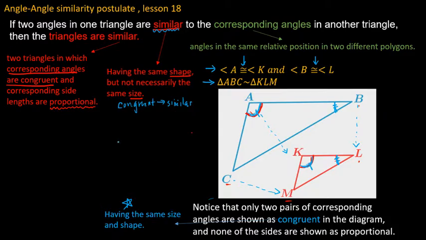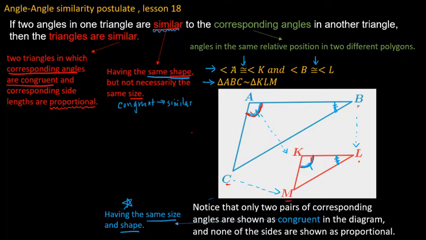If you know that things are congruent, then they are definitely similar. Because again, similarity just talks about the same shape. Congruence is the same shape and the same size. If you have congruence, you know you have similarity, but not the other way around.